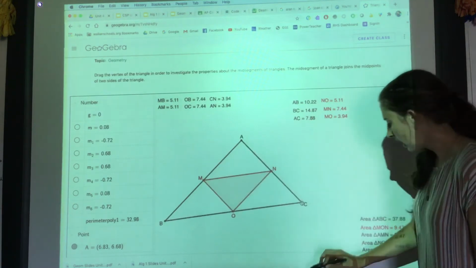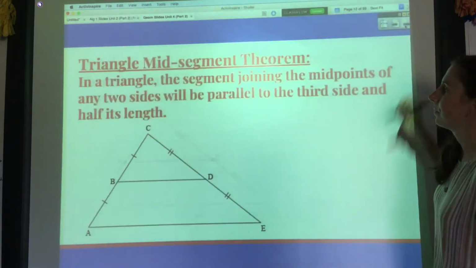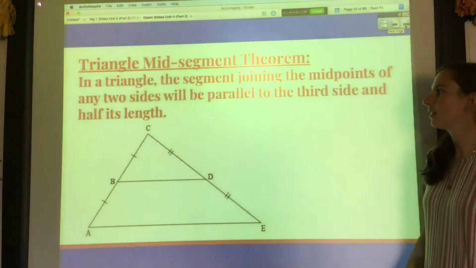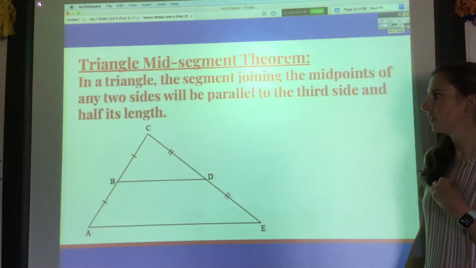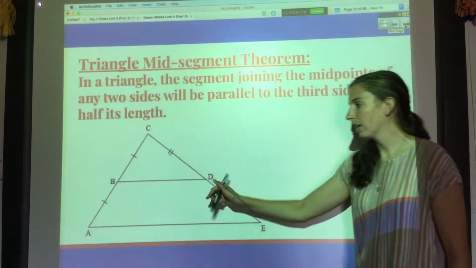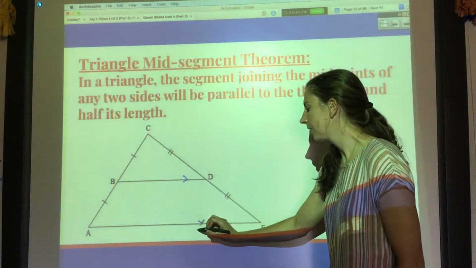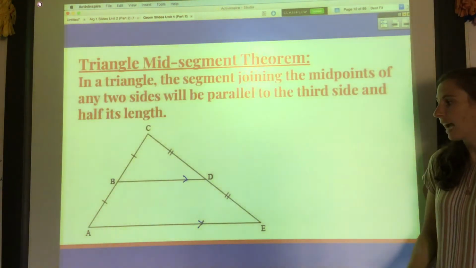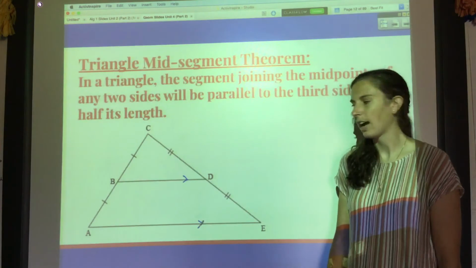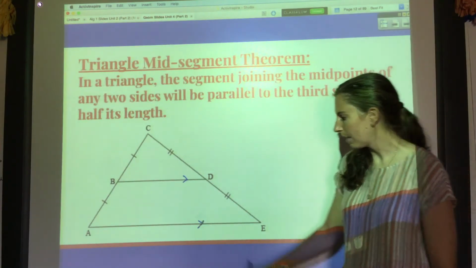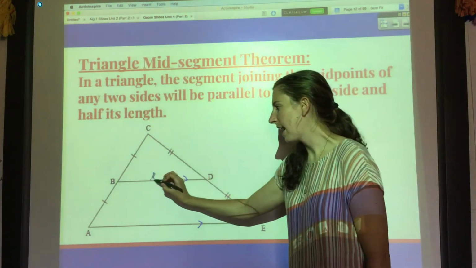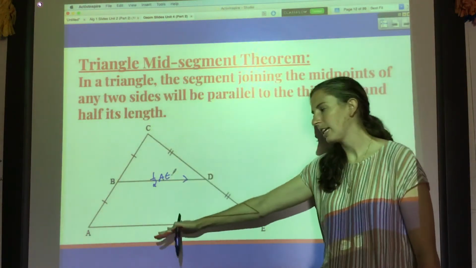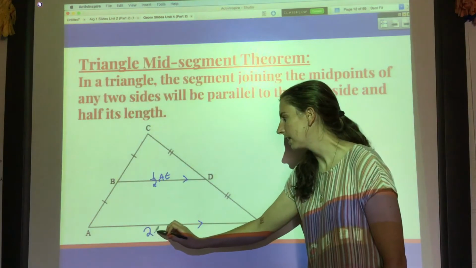Okay, so that is pretty much the theorem. First of all, if you have a segment joining the midpoints, which is a midsegment, it will be parallel. We know that for sure. And not only will it be parallel, it will be half the length of this third side. So whatever AE is, this is half of AE. Or whatever BD is, AE will be twice that. So this is twice BD.